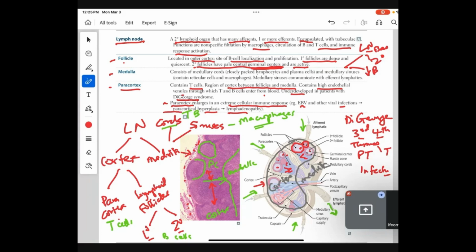Paracortical hyperplasia. Okay. So now moving on to the medulla, right? It consists of the medullary cords, which has the lymphocytes and the plasma cells, and then the medullary sinuses, which contains reticular cells and most importantly the macrophages. So the medullary sinuses communicate to the efferent. From the medullary sinus, all the immune cells can exit the lymph nodes via the efferents. Okay.